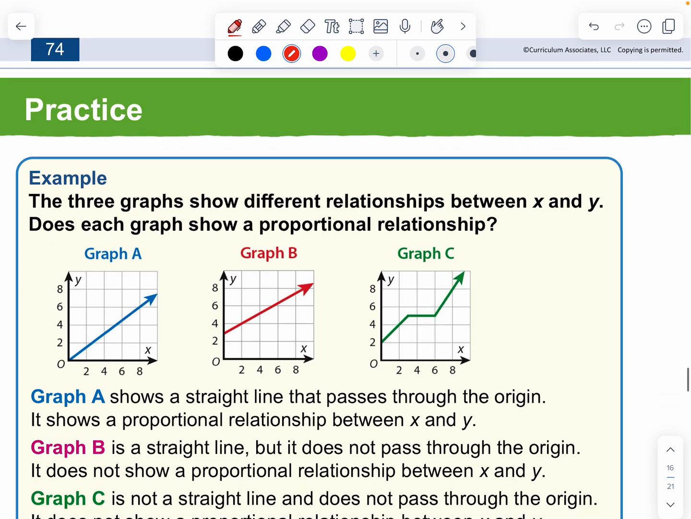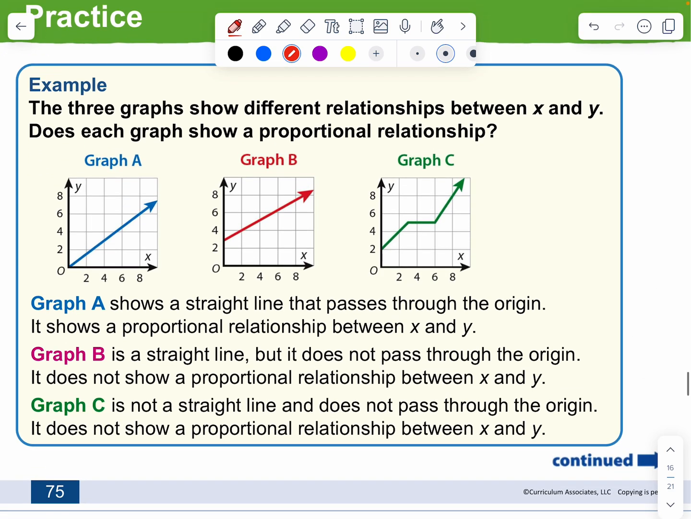Now we have some practice. The three graphs show different relationships between X and Y. Does each graph show a proportional relationship? We'll look at graph A. Does it pass through the origin? Is it a straight line? So yes, it is a proportional relationship.